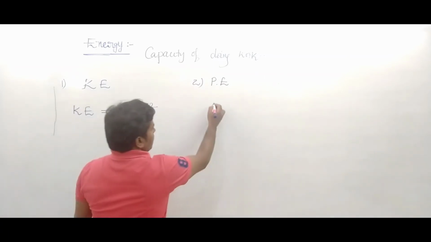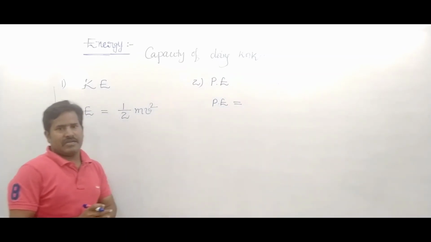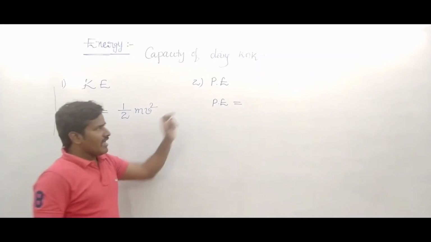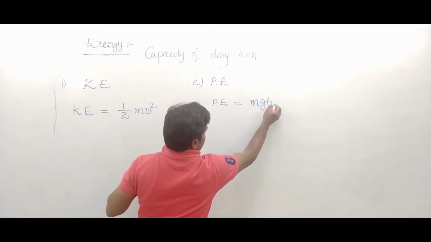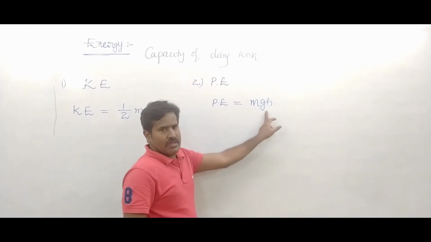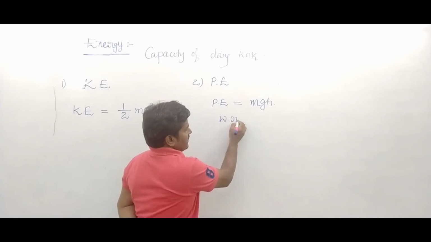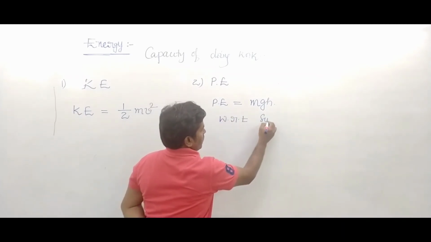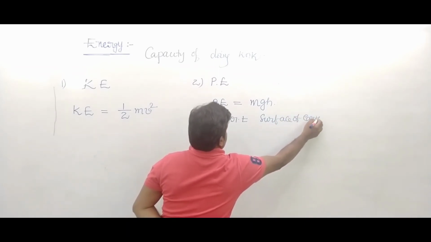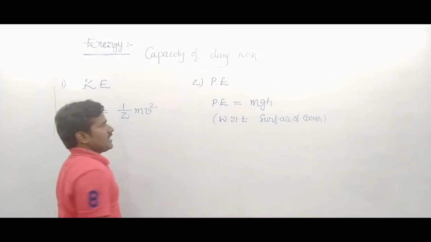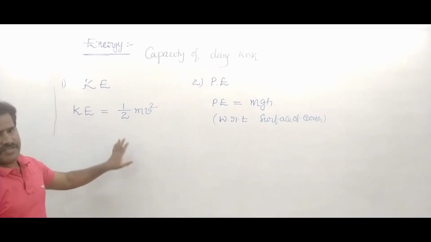Potential energy is the energy possessed by a body having a certain position or a certain height. That energy is potential energy with respect to the surface of earth. With respect to the surface of earth, the potential energy equals mgh and kinetic energy equals half mv square.